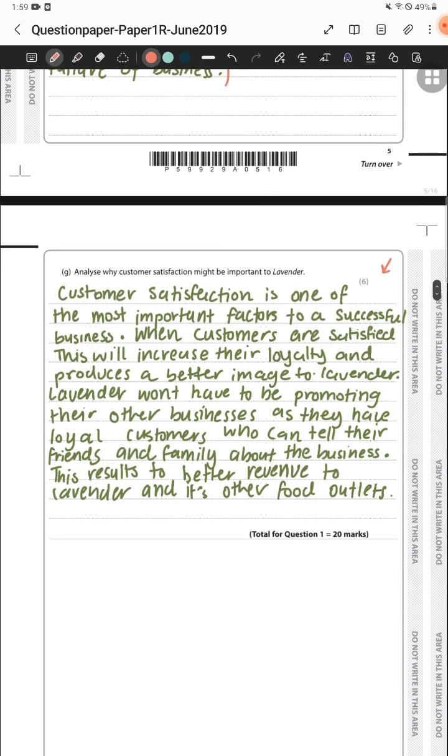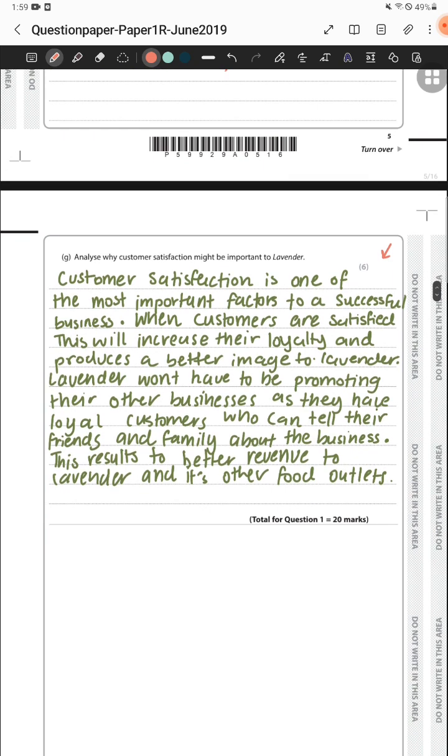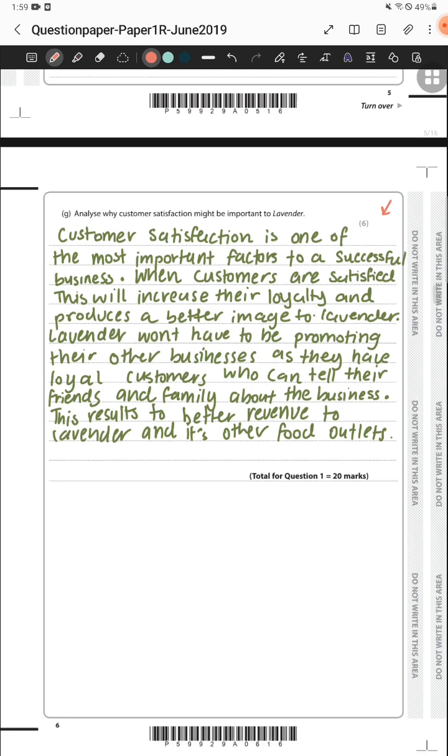Lavender won't have to promote their business, as they have loyal customers who can tell their friends and family about the business. This results in better revenue for Lavender and its other food outlets.